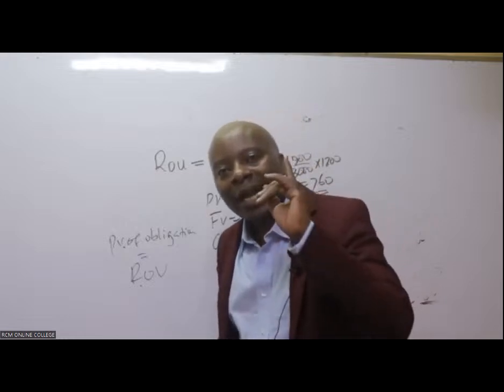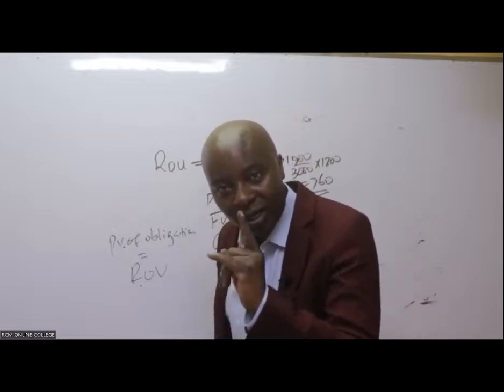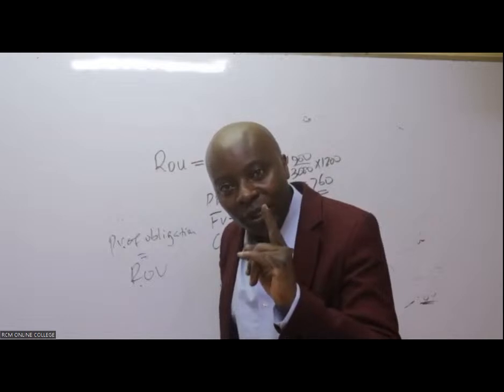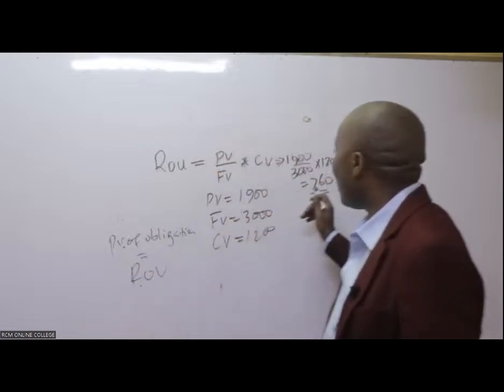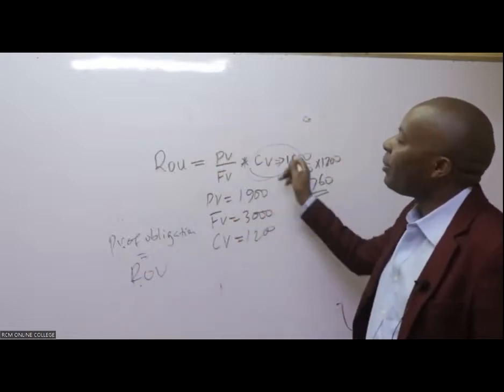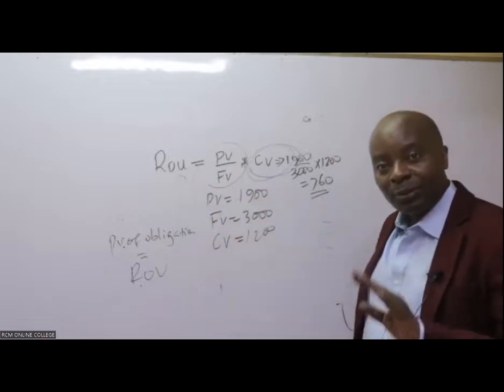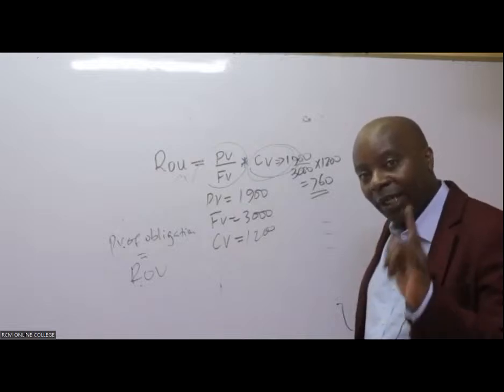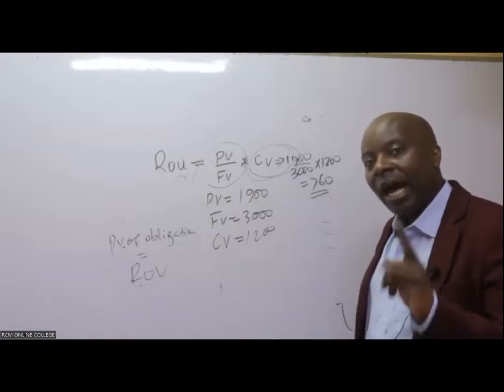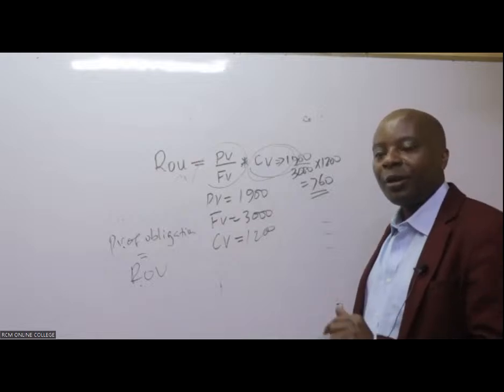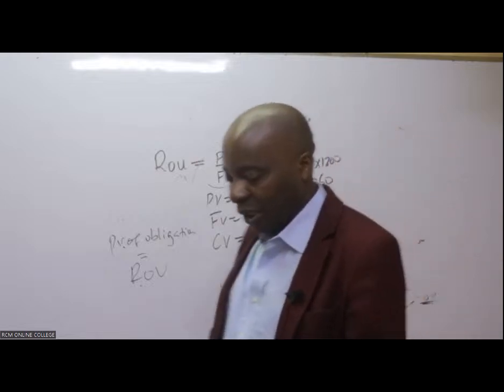But whenever there is a sale and lease back transaction, then this carrying value here has to be used. There is a special formula you use to get what we call right of use. This is a special formula for getting right of use whenever we have sale and lease back. Thank you, Honorable, for making that question clear to me.